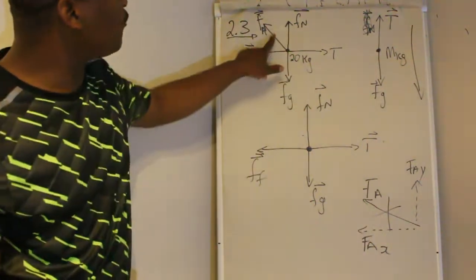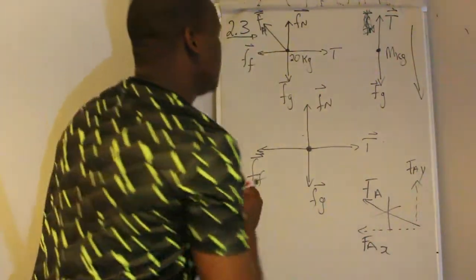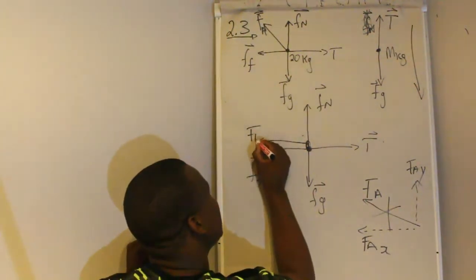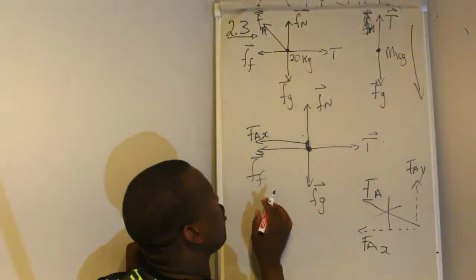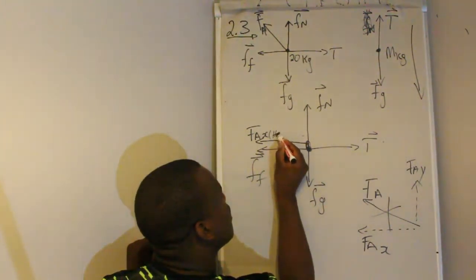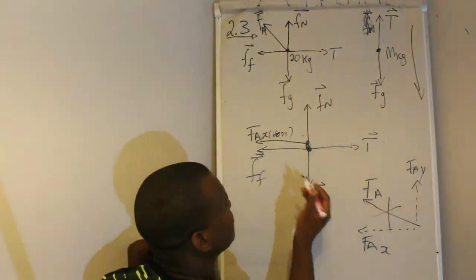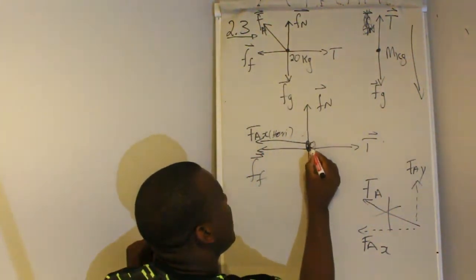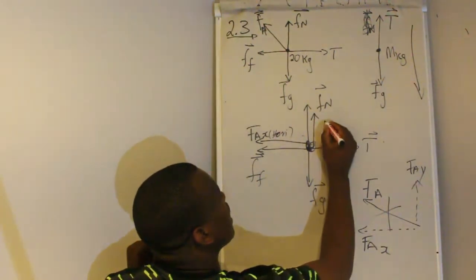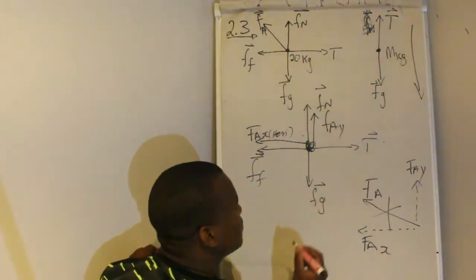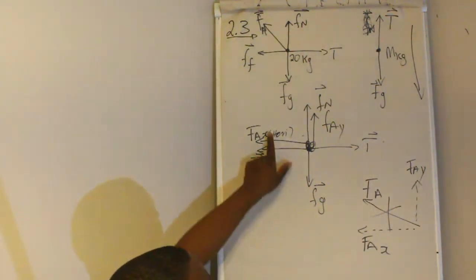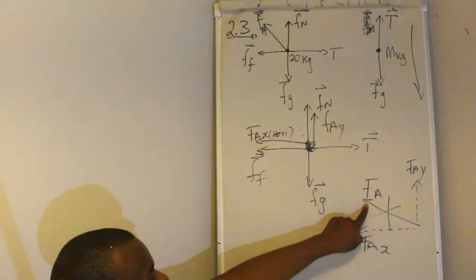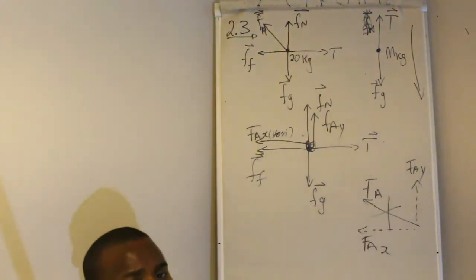So what you can do, instead of drawing this one, you can draw this FA in the x direction, or you can say horizontal, but it's a very long word. I don't want to write that. FAX, you don't need that. And draw another one that goes up, FAY. So these two, FAX and FAY, are the two components of this one. So you don't have to draw this one if you have drawn the components.